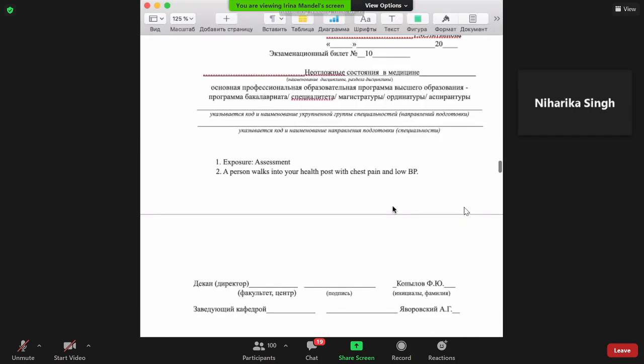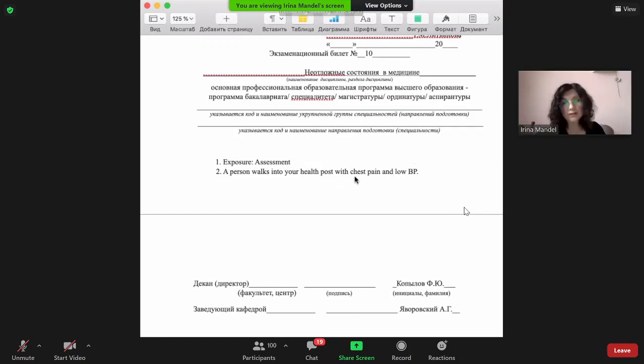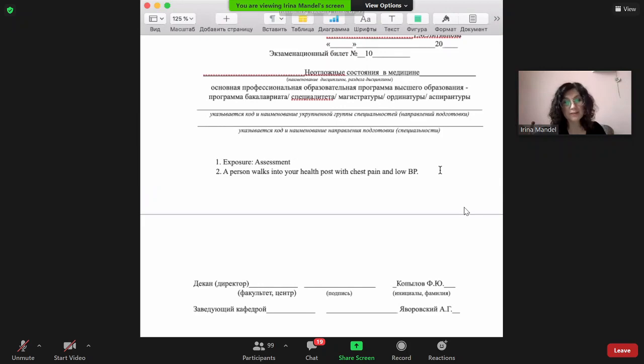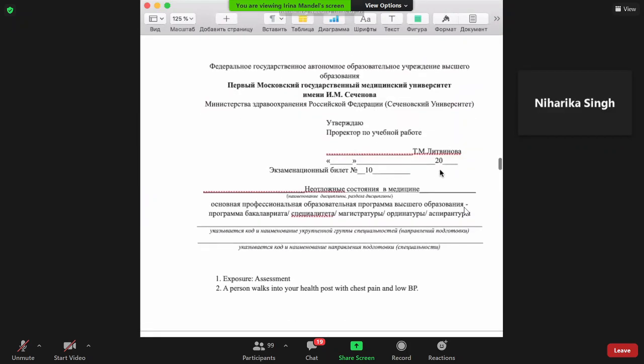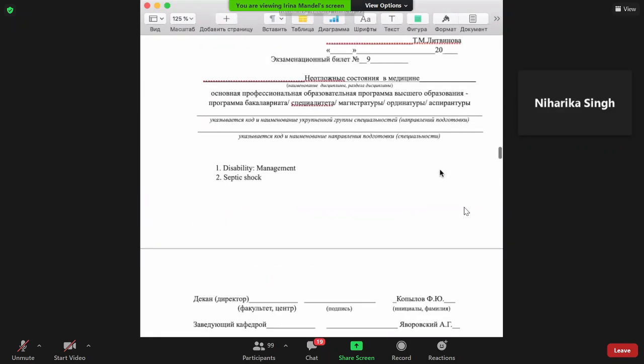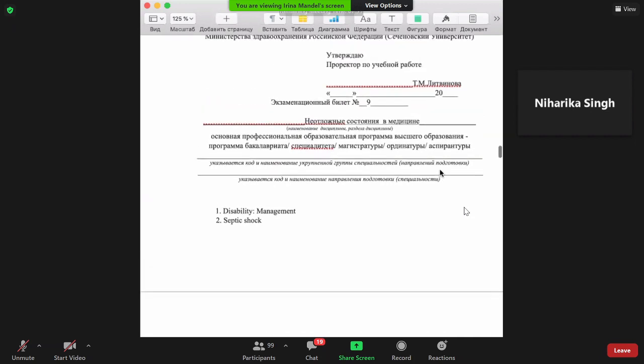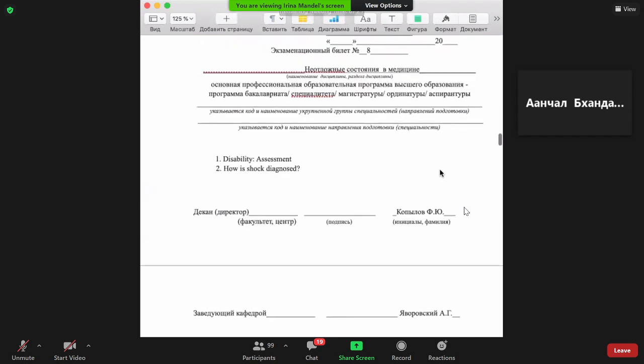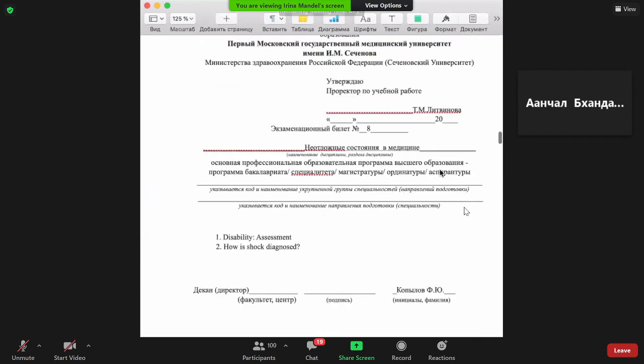A person who presents with chest pain and low blood pressure, it's about acute myocardial infarction. You should make the differential diagnosis with pneumothorax here, because it could present with pain and low blood pressure. So, what else? Septic shock.